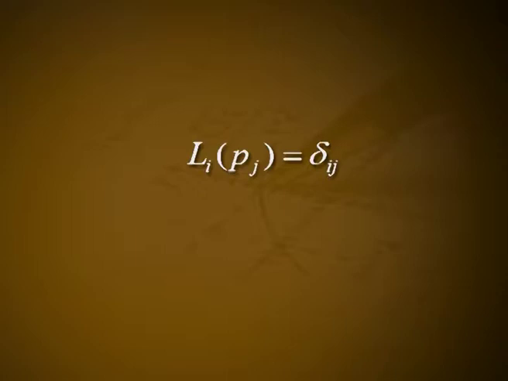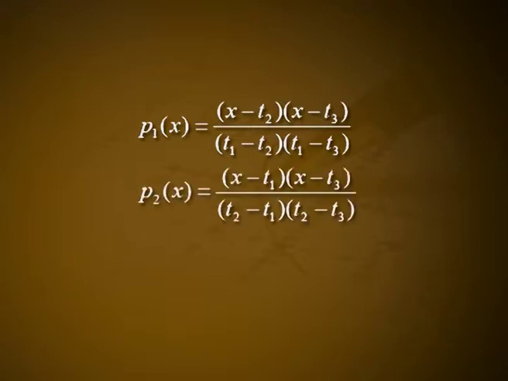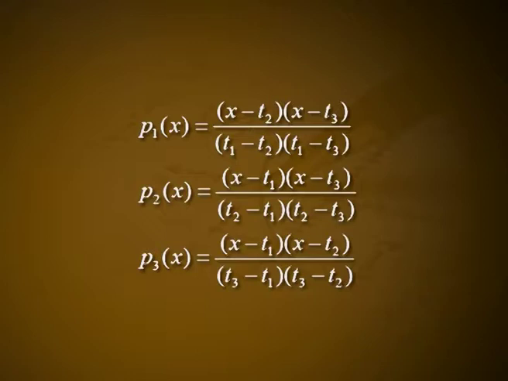Now, we search for the basis for V of which L1, L2, L3 is the dual. Such a basis P1, P2, P3 for V must be such that Li(Pj) = delta ij, or Pj(ti) = delta ij. Hence, these polynomial functions P1, P2 and P3 are given by P1(x) = (x - t2)(x - t3) / ((t1 - t2)(t1 - t3)), P2(x) = (x - t1)(x - t3) / ((t2 - t1)(t2 - t3)), P3(x) = (x - t1)(x - t2) / ((t3 - t1)(t3 - t2)).